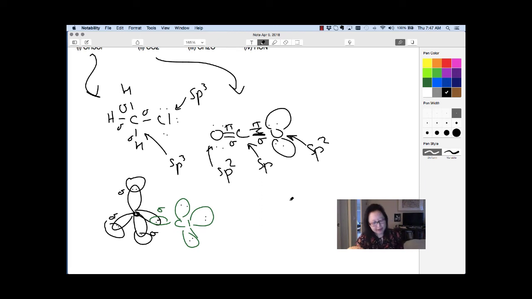So my template for sp was I have an sp orbital this way and an sp orbital that way. So that's the carbon. Remember for carbon, I have the sp and I have 2 unhybridized p orbitals. So here's one, and here's the other p orbital. There you go. Because we always have to have 4 orbitals of some kind. So 2 sp orbitals and 2 p orbitals.